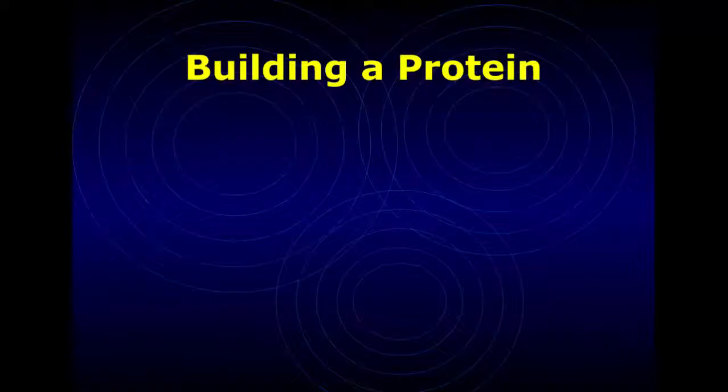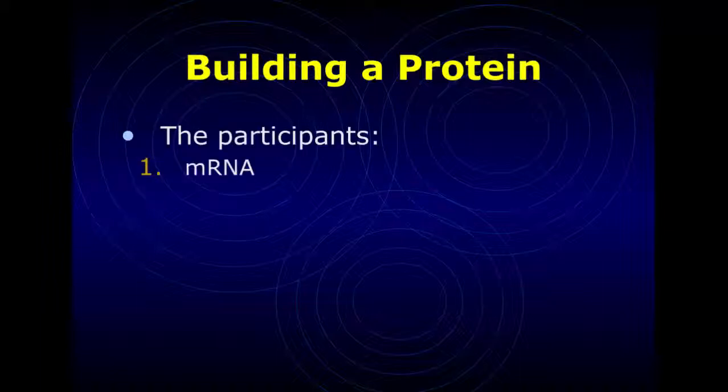Okay, so now we understand the basics in translation. Here's the steps. If we want to make a protein, this is what we have to do. First we need the participants. We need some messenger RNA. That's the transcript. That's the information that codes for the amino acids we want to make.